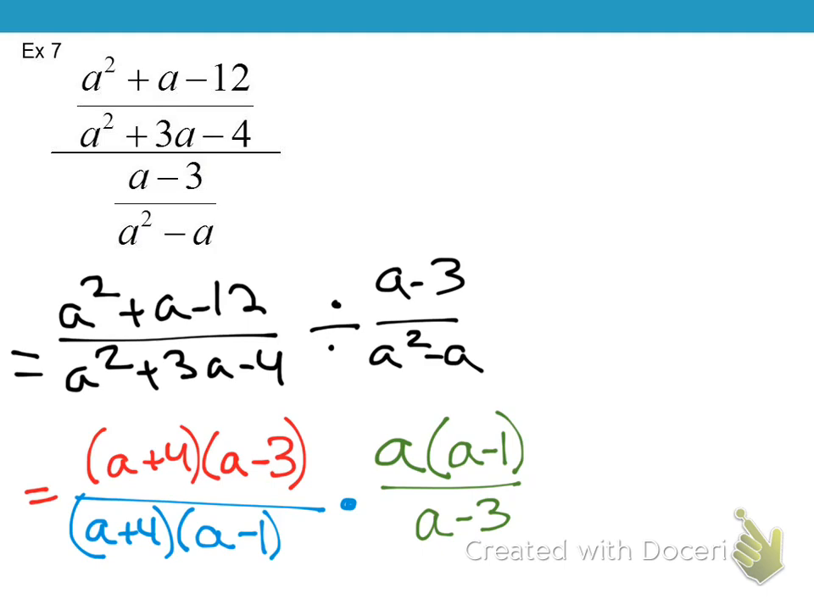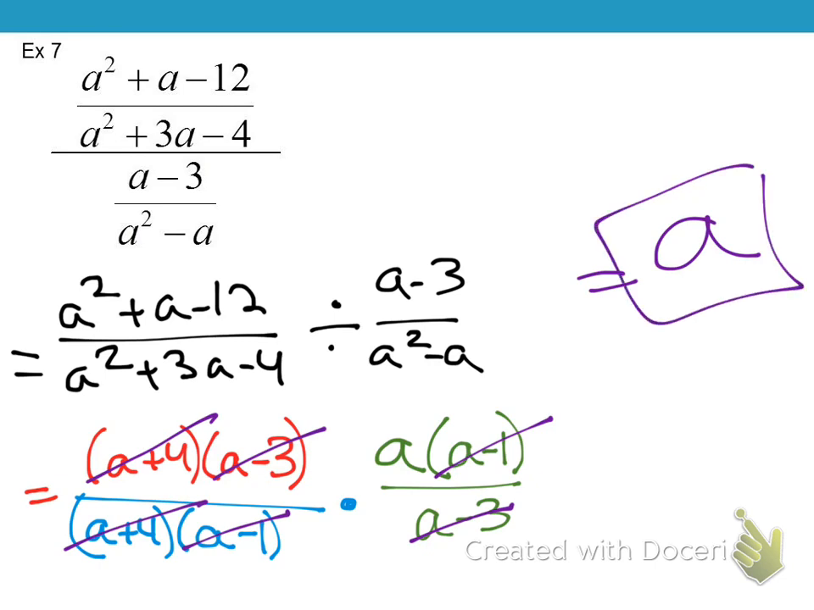All right, now the fun begins. Cancel out the A minus 1s and the A minus 3s. So the A minus 1s. The A minus 3. The A plus 4. Now all you have left is an A. Hey. That was it. That was it.